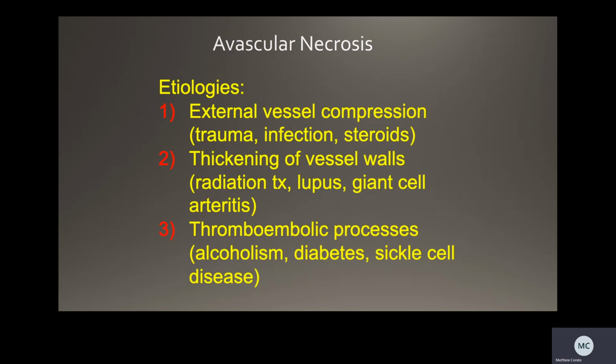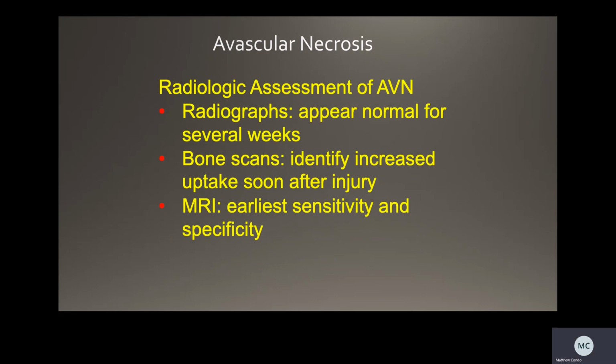So when it comes to avascular necrosis, like I said, we already kind of covered this in the medical screening section. But typically what you're going to see is external vessel compression, a thickening of vessel walls, and thrombolytic processes, right? So that's typically what's going to cause avascular necrosis. Remember, avascular necrosis can be progressive, right? So we can have radiographs that appear normal for a long time. Then we have bone scans that identify some increased uptake after injury. MRI is going to be our best bet. Early MRI is going to be the most sensitive and most specific.